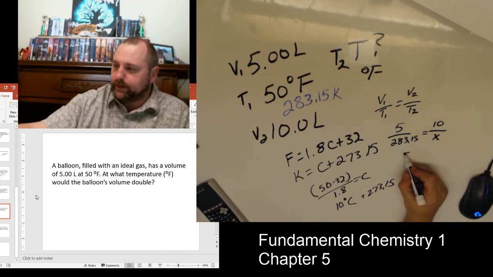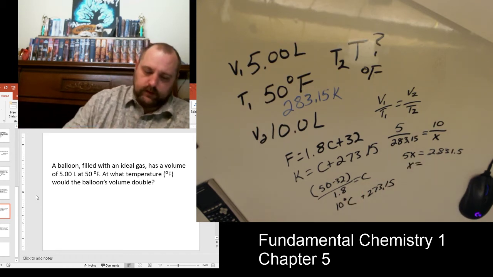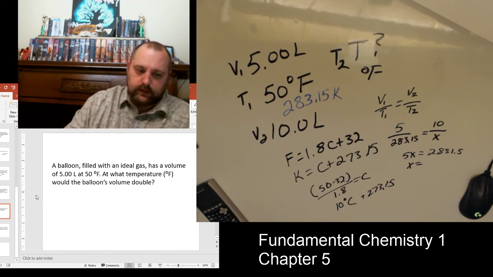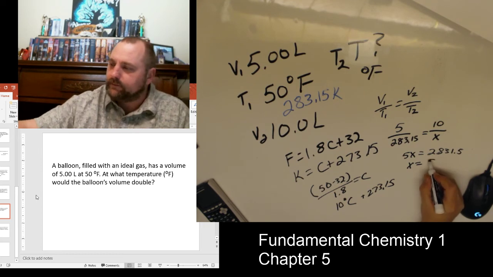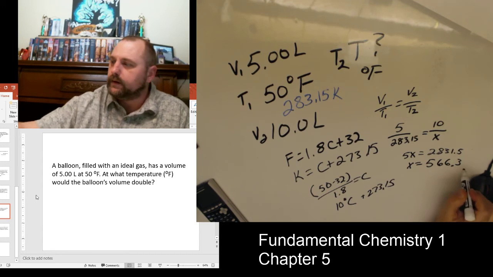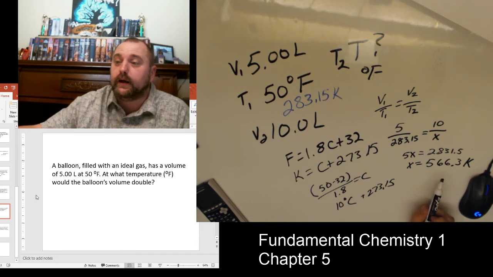Doing this algebra over here, I've got 5x equals 2,831.5, and so x will be 2,831.5 divided by 5, and this will be 566.3. Now that's going to be in Kelvin. Be careful. That's in Kelvin. They wanted the temperature in Fahrenheit.